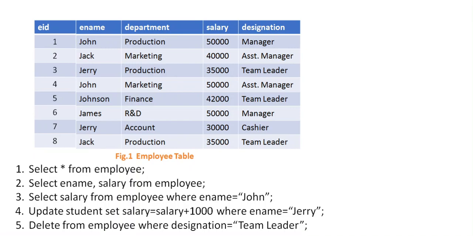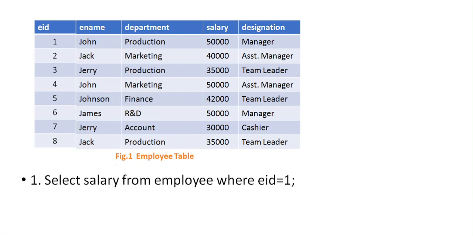Now let's see how this employee ID can be used to access rows uniquely. Previously I told you that I want to access the row for the employee whose name is John but who is working in production department. Here we have two employees with name John. One is working in production department and one is working in marketing department. So I want John who is working in production department. Now look at the table. John is working in production department and his employee ID is 1. So I can simply write select salary from employee where employee ID equals to 1.